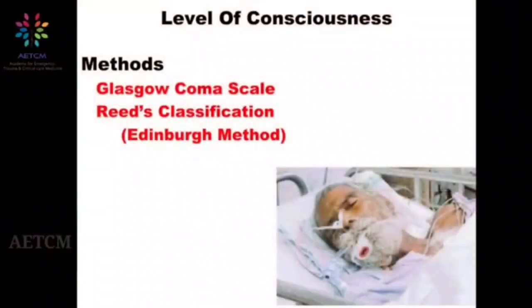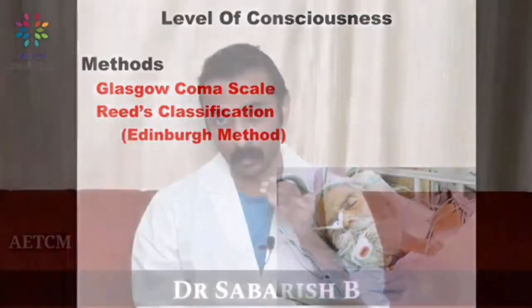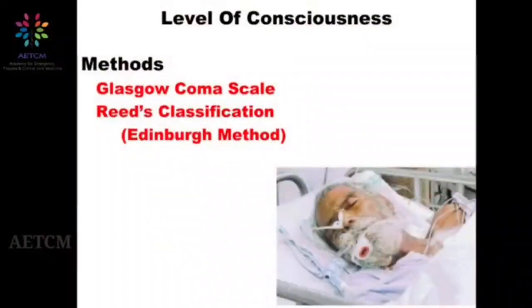One of the key methods for assessment of sensorium or the conscious level, which has been classically described, is the Glasgow Coma Scale. Most of you know about it. Classically, it has been described in assessment of trauma patients, but it has been extended to assess patients who are presenting with a drop in consciousness. The other score is Reed's classification. We will see both of them.